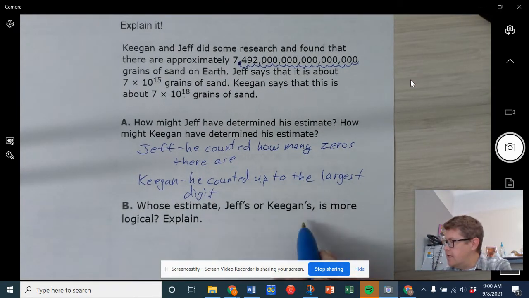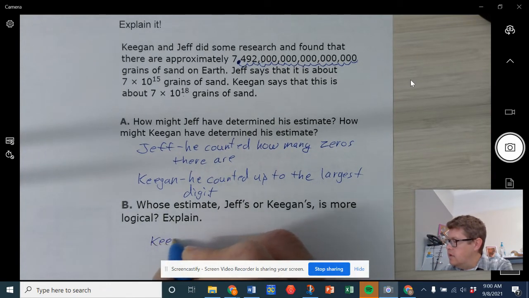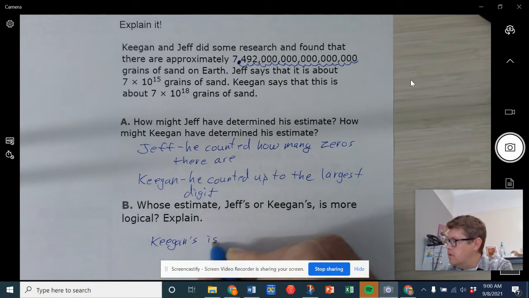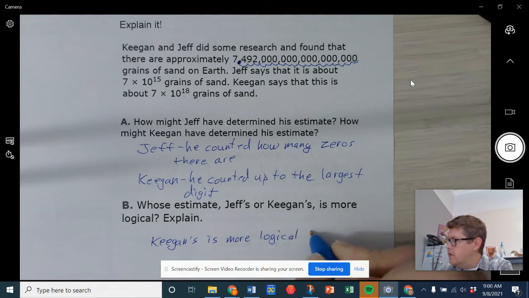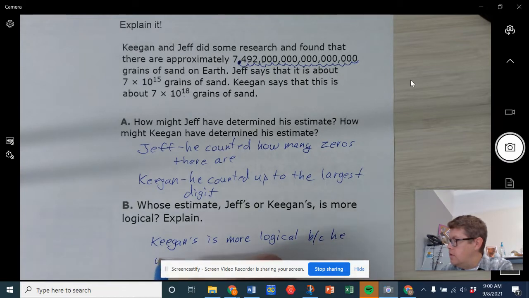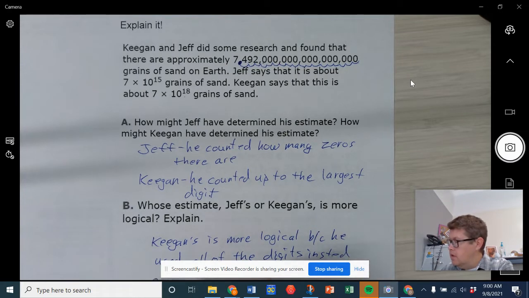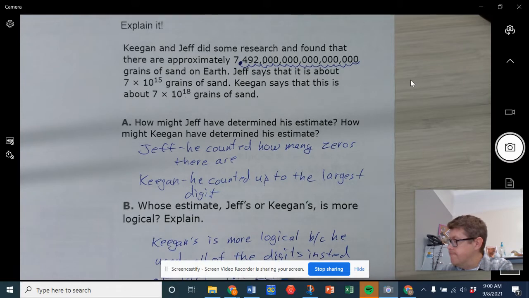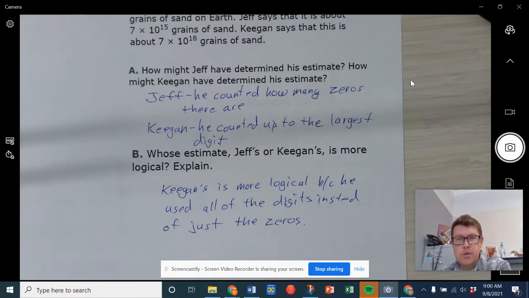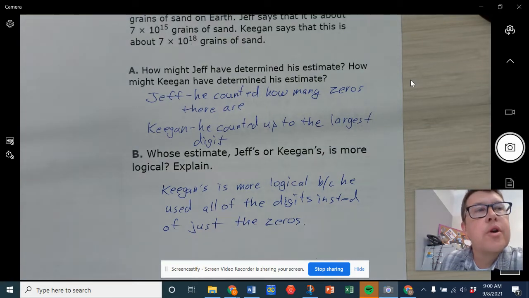Whose estimate, Jeff's or Keegan's, is more logical? Well, I'd say Keegan's is more logical because he used all of the digits instead of just the zeros. Yeah, because he used all the digits instead of zeros. That's kind of blue, make sure. So I'm going to hope that I have blue here.